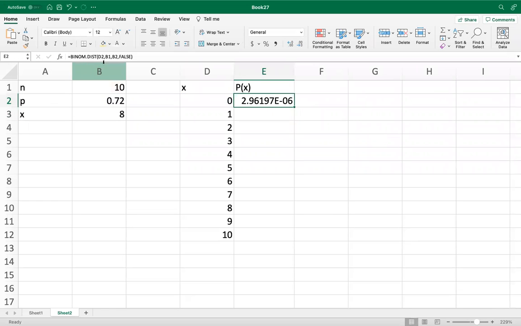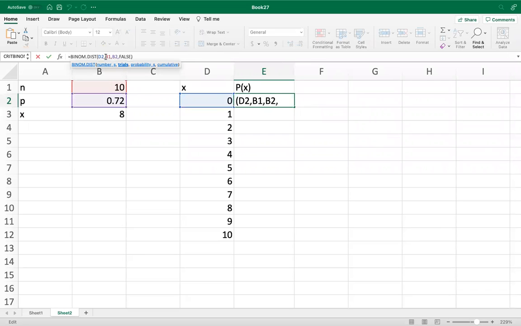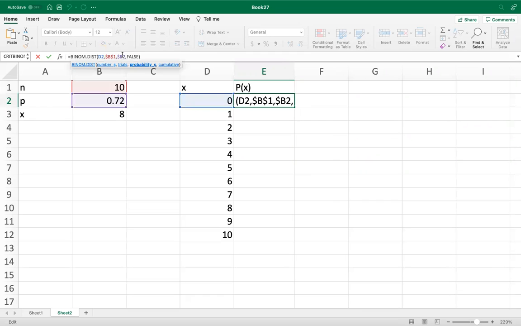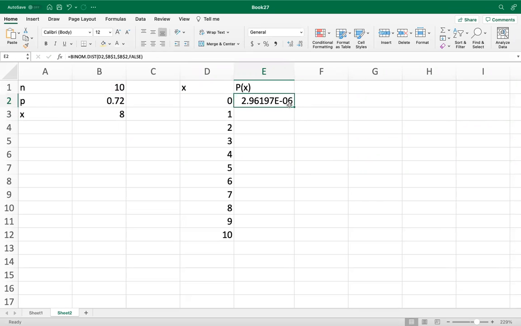So now these values from here, 0 is not going to change. Our trials are always going to be 10 for this experiment. And here the probability is never going to change. So we're going to put dollar signs around that as well. Dollar signs around that B as well. Okay, so from here, we grab here, drag this down.